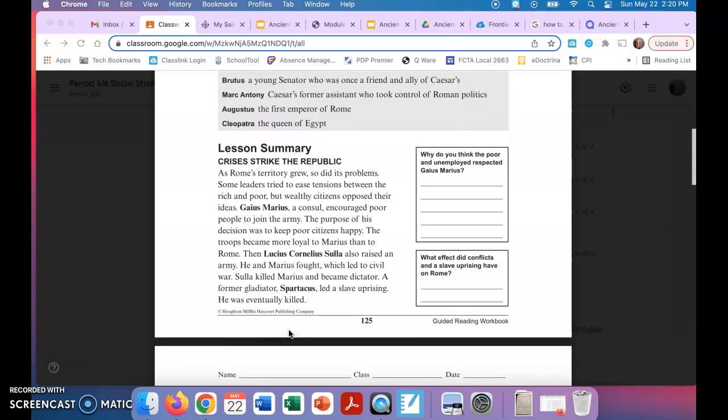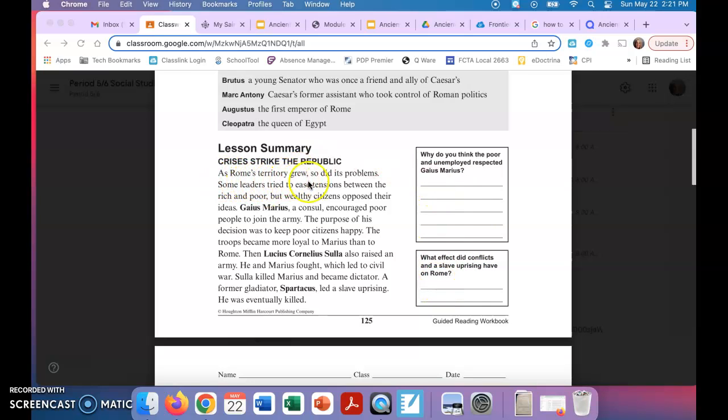All right, our lesson summary. We have the crises that strike the Republic, and we have 2 questions here on the right that you're going to answer from what I'm going to read. The first question is, why do you think the poor and unemployed respected Gaius Marius? And what effect did conflicts and a slave uprising have on Rome?